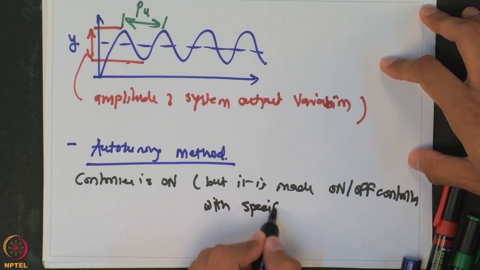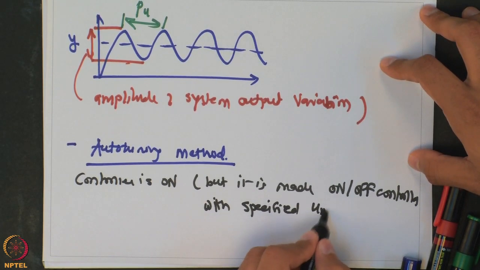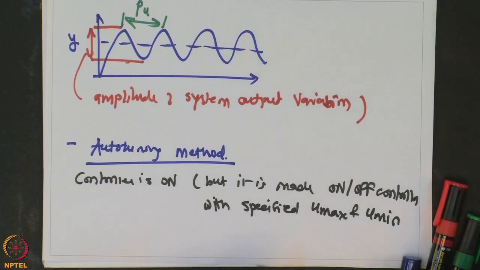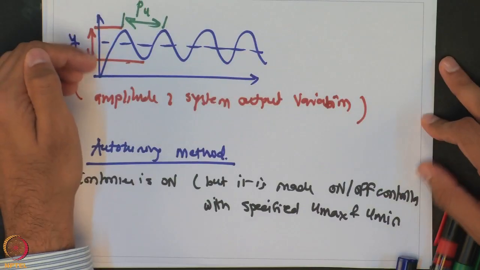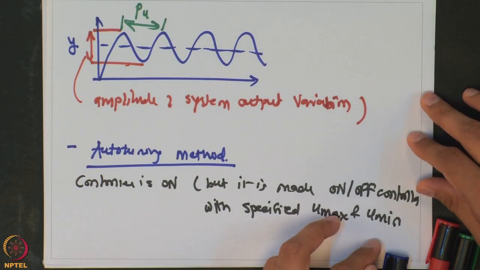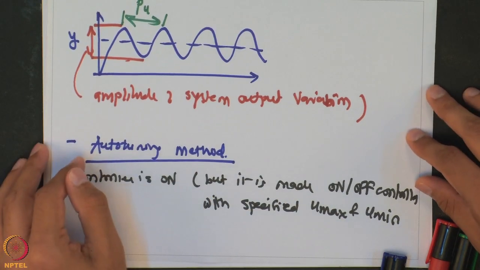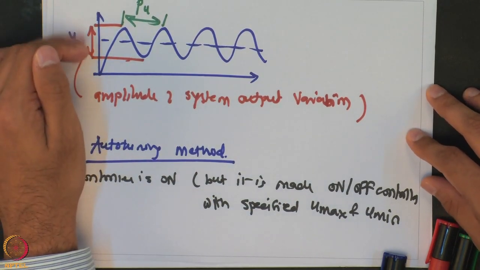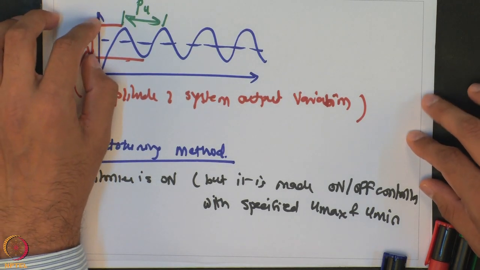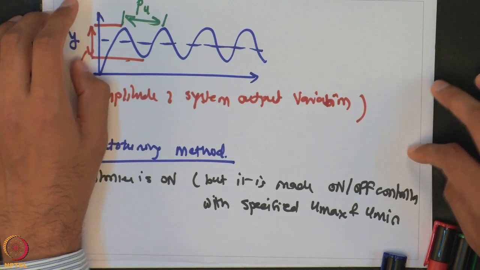With specified Umax and Umin, you can say how much your manipulated input is going to change around the steady state value. If the amplitude of output variation is too large, you may clamp this Umax and Umin to be very close to each other, so that the amount of variation in the controlled variable output would be smaller. So, there is a way to tune how much the amplitude of this oscillation is going to be.